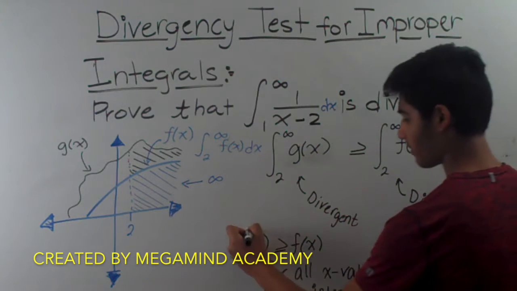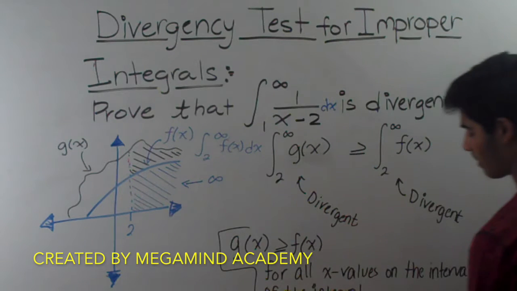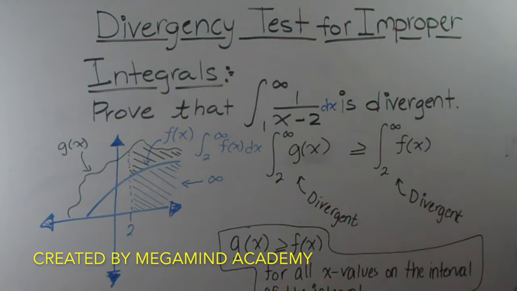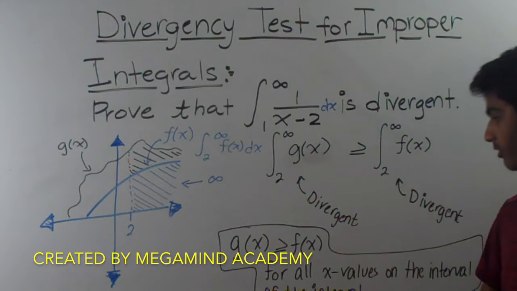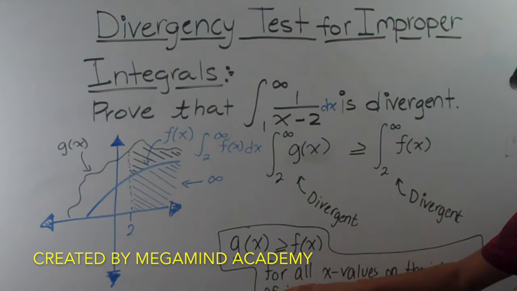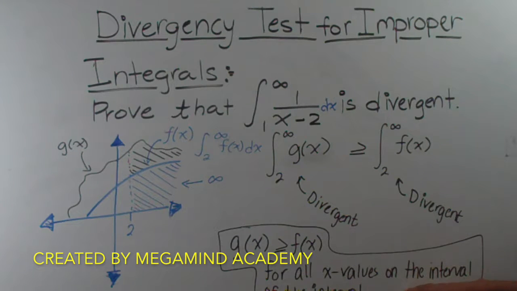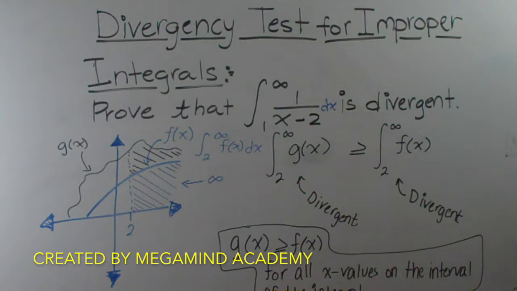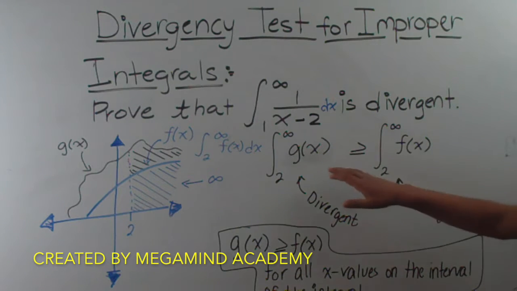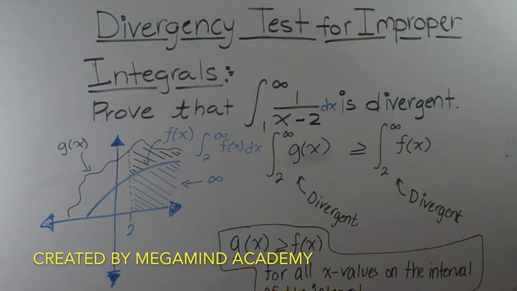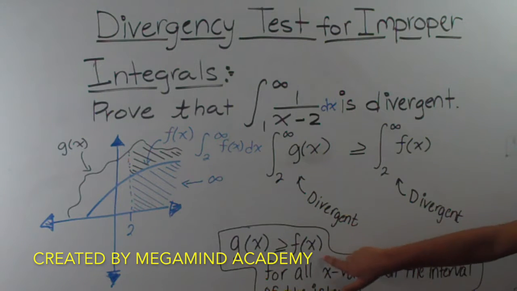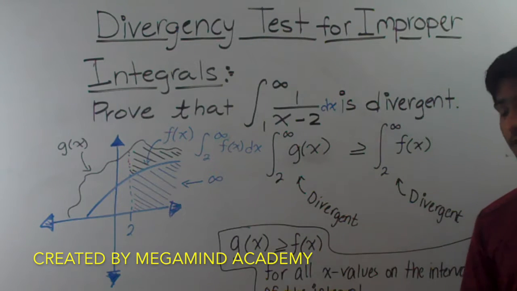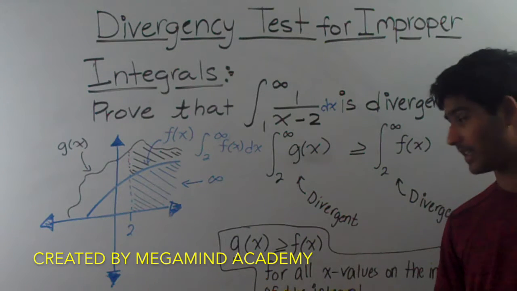So basically, if g of x is greater than or equal to f of x for all x values on the interval of the integral, so in this case from 2 to infinity, and if we know that the integral from 2 to infinity of f of x is divergent, then that means that the integral from 2 to infinity of g of x would also be divergent.